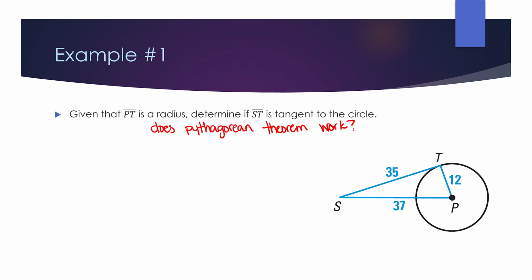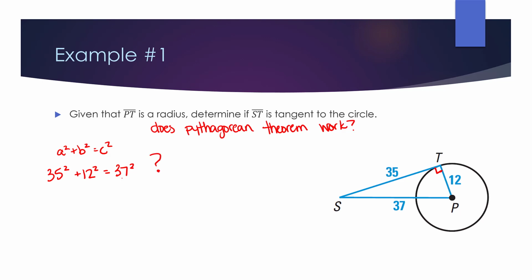So we're going to take this triangle. Right here at the radius and the tangent would be our right angle. And now we're just going to plug it into the Pythagorean theorem. A squared plus B squared equals C squared. A and B are the sides, and C is our hypotenuse. 35 squared plus 12 squared equal 37 squared. And this is the big question we want to know.